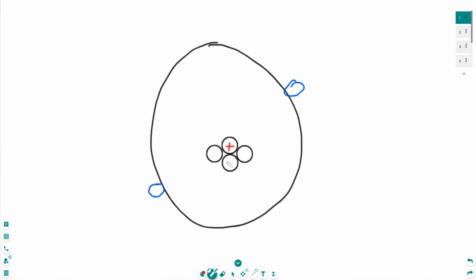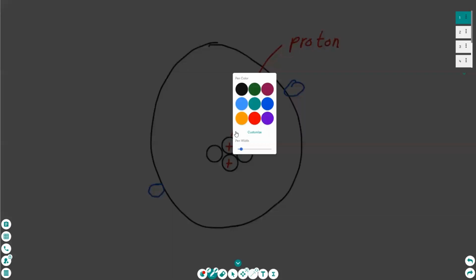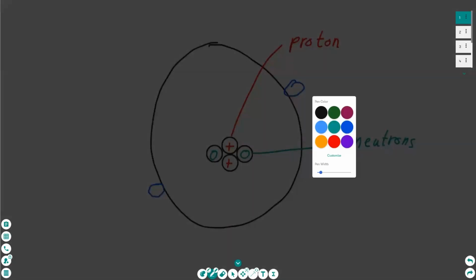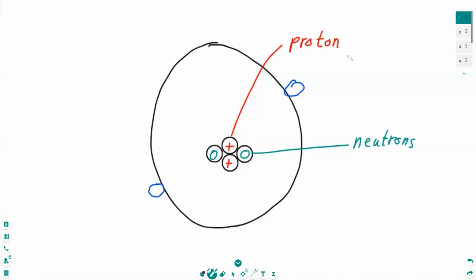These ones, which have a plus, these are called protons. So this is a proton. The other ones in there, and I'm gonna label them with zeros, are neutrons. Now, protons and neutrons, when they're in the middle like this together, they form the nucleus of the atom.